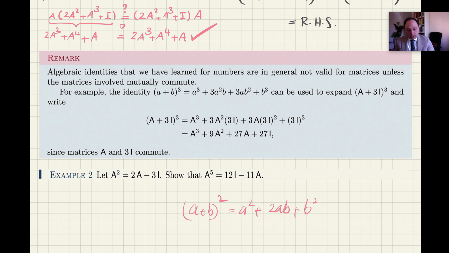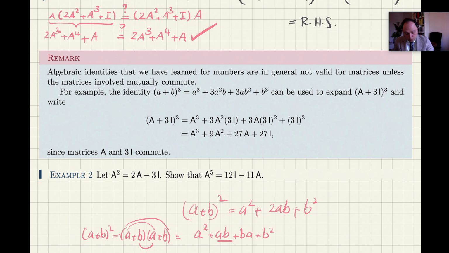The reason is that if you want to prove this, you have to use commutativity. At least you need to know that a and b involved in this particular problem are commuting, and it's guaranteed for numbers. If I want to prove this, I write this multiplied by itself, and then I start distributing. It becomes a squared plus ab, and then when it comes to b, I have to write b times a, and then b squared. But for numbers, there is no difference between ab and ba, so I can combine them and write 2ab plus b squared.